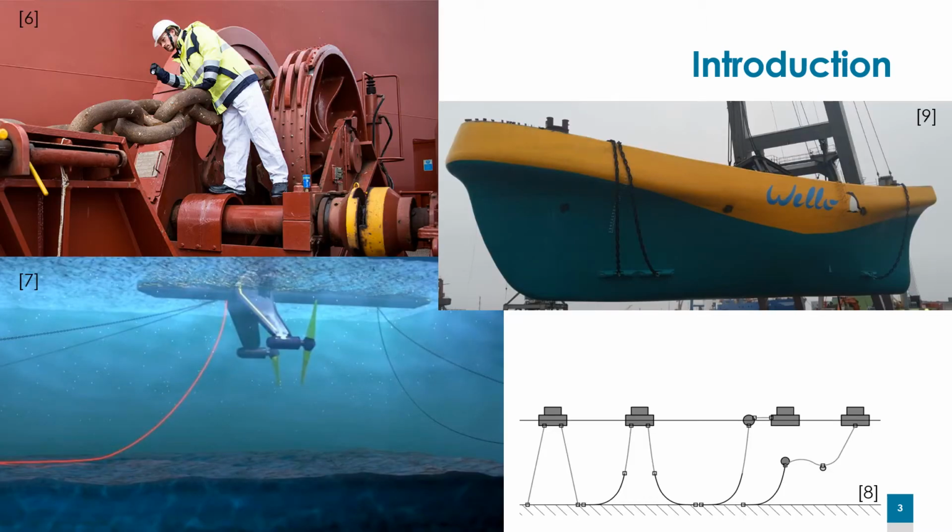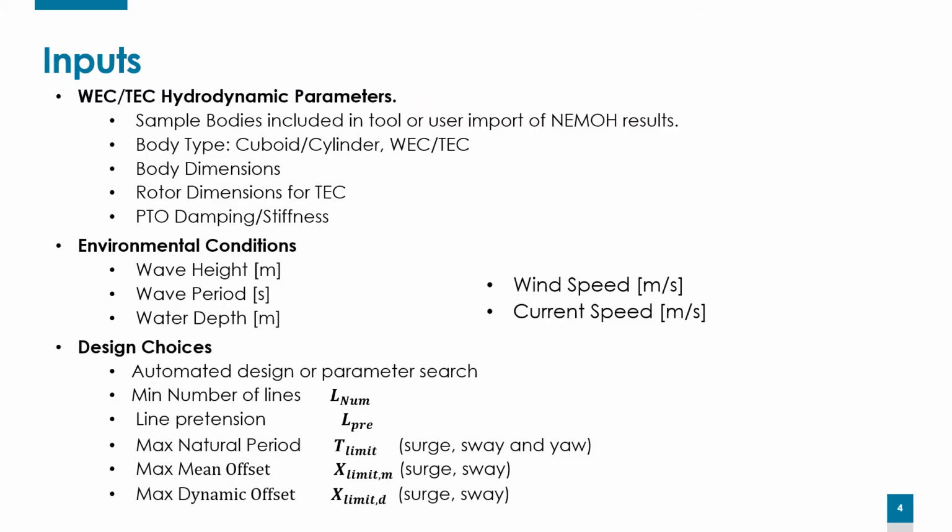Here we can see a few images of mooring systems to set the scene. Bottom left, there's Orbital Marine Power's O2 floating tidal energy converter, and top right, the Wello wave energy converter. Inputs to the tool are shown here and include body parameters, environmental conditions, and various design choices the user can make.